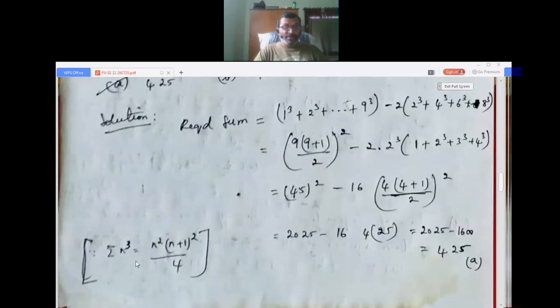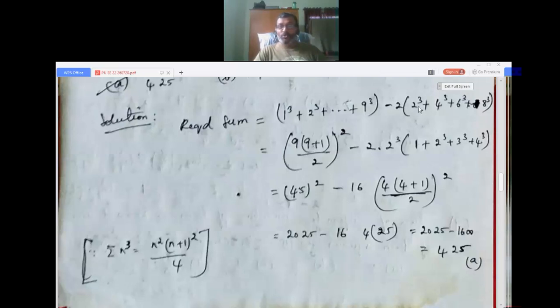See here, summation of n cubed. I have given the formula here: n squared into n plus 1 whole squared by 4. This is summation of n cubed, and that is n squared into n plus 1 whole squared by 4, or you can also write it as n into n plus 1 by 2 whole squared, anything. Here I use it like that, but here n is 9. So that is 9 into 9 plus 1 by 2 whole squared minus 2 into, I remove 2 cubed common here.